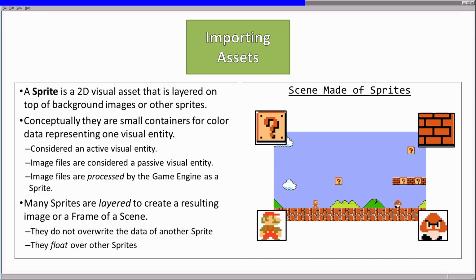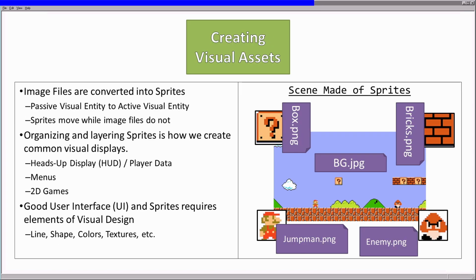As mentioned, many sprites are layered to create the resulting image or frame of a scene. They do not overwrite the data of another sprite. The color data of one sprite does not replace the color data of another sprite. Instead, they float on top of each other. The term sprite was coined in the 1970s because they appeared to float like sprites over top of a background without overriding background data. To best understand, image files are converted into sprites: passive visual entities to active visual entities. Sprites move while images do not.